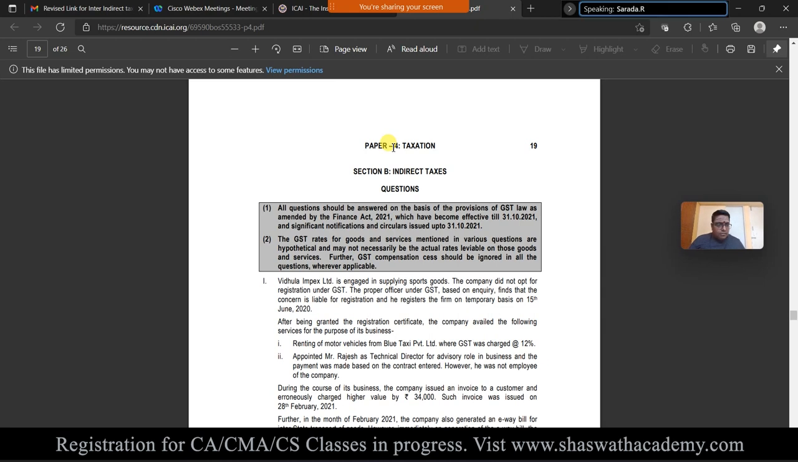Let us assume Sharda sister is a mobile dealer in Tamil Nadu. What is Sharda sister's registration limit? Is mobile an IPAT good? 40 lakhs. Assuming only in mobile. Right, my dear? Sir. In relation to Sharda's question.